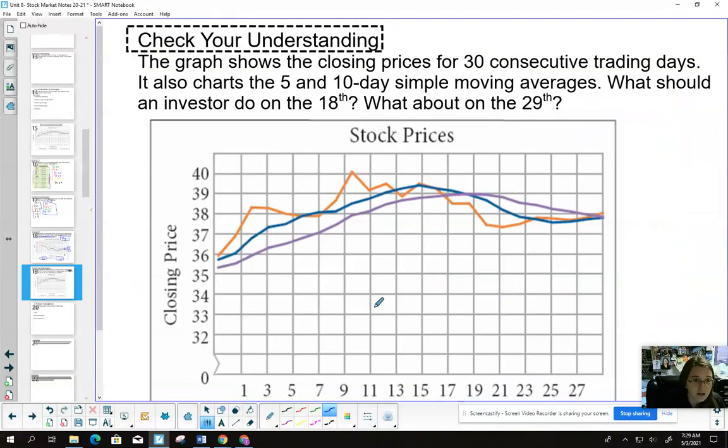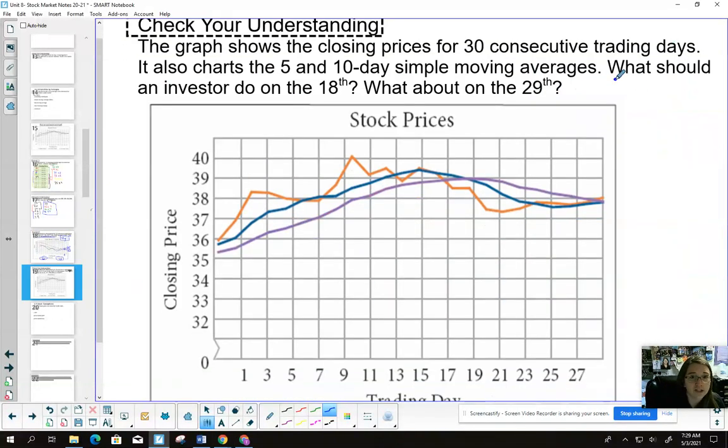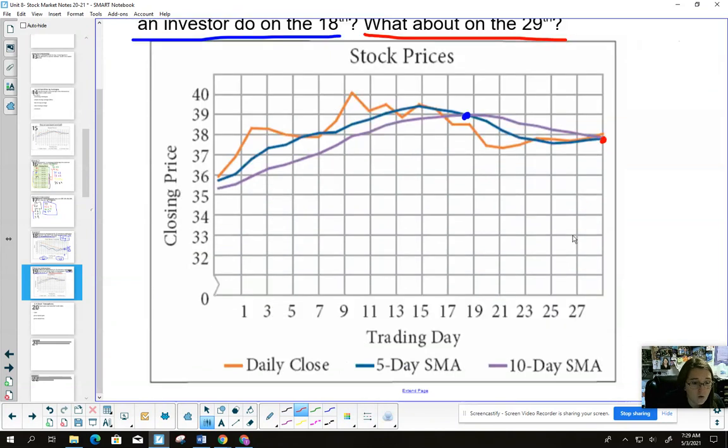So you're going to try this again. You're looking at two different dates here. What should an investor do on the 18th? And what about the 29th? So if you notice on those 2 days, on the 18th is right here. That's this crossover. And on the 29th, that's this crossover. What you need to do is, again, determine if it's the fast or slow on top, and then if you should buy or sell. So let's go ahead and try the 18th first.